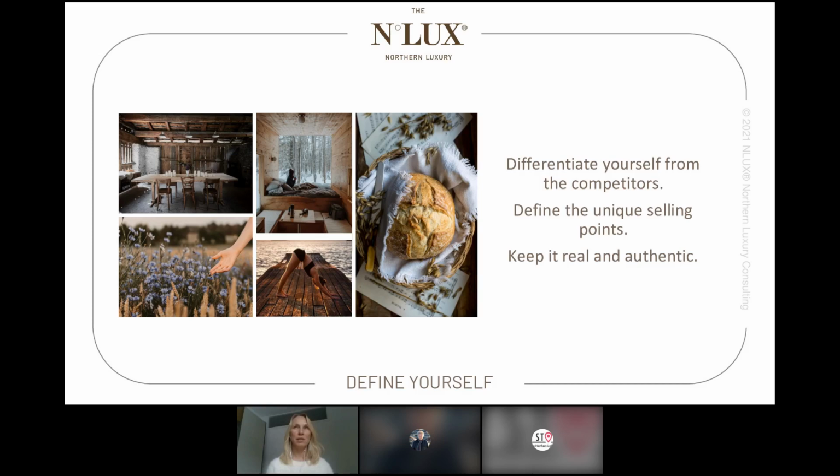It might sound very theoretical, but just look at yourself: where do you want to go? Where are you standing right now? And it's good to keep it real and authentic. Fake doesn't work. So even though it would be very rural, for instance, or maybe even a bit too authentic or rough, raw, it might be really good.